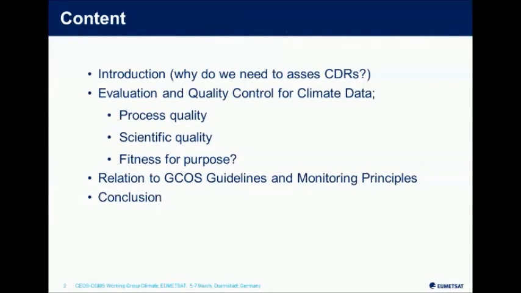My talk is organized in this way. First, I will give a brief introduction. So why do we need to assess climate data records? And then go through the evaluation and the quality control process. It's first of all the system maturity metrics, that is to evaluate the process of the development of climate data records, and then checking the scientific quality and the fitness for purpose. And then I will just briefly go through the relation of these tools with the GCOS guidelines.